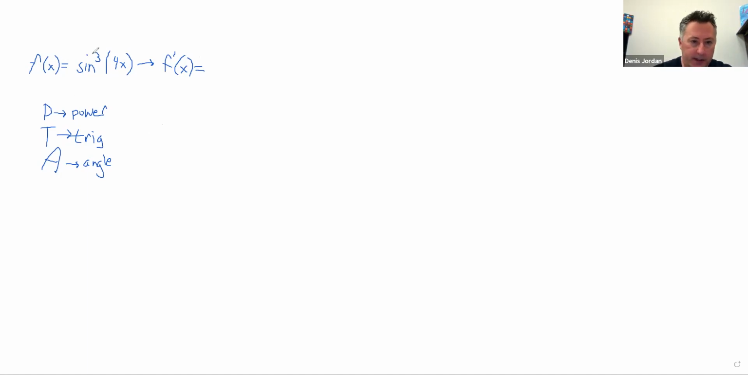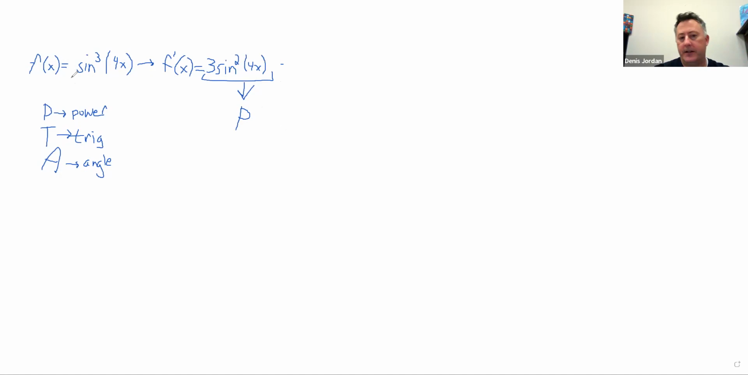So for the power, you're going to take the power on the trig function, that 3, you're going to drop it down. And then the power decreases by 1. So that'd be sine squared, and then the angle stays the same. So that right there was just the P.